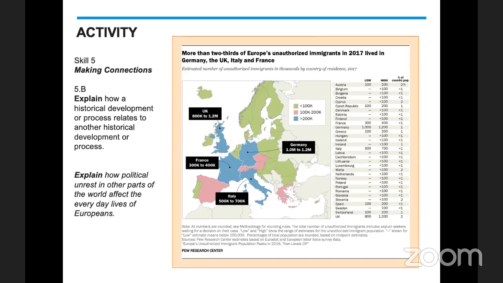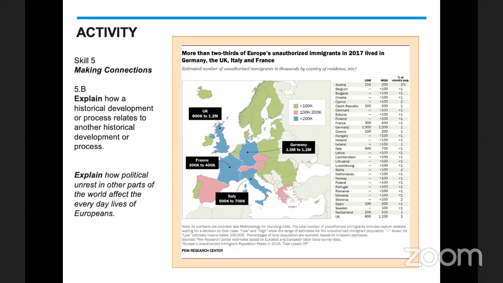The activity we're going to start with today for guided practice is just making connections, skill 5. So this is going to be 5B, explain how a historical development or process relates to another historical development or process. And so I give you this question or this task at the bottom on the left: explain how political unrest in other parts of the world affects the everyday lives of Europeans. And so the source that we would give you is here on the right from the Pew Research Center. They put out really good graphics, so I appreciated this one.